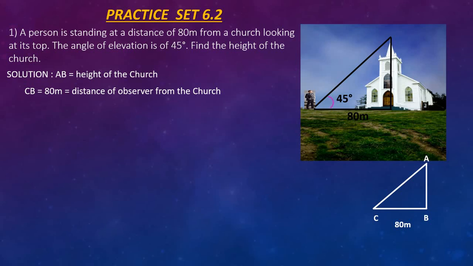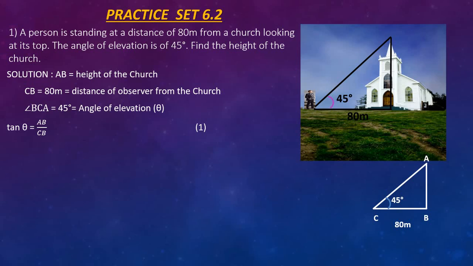BC is the horizontal line over here. Between the line of vision and the horizontal line, there forms an angle which is the angle of elevation. Angle of elevation is formed when a person is looking from a lower level to a higher level. So angle ACB is the angle of elevation, which is 45 degrees.